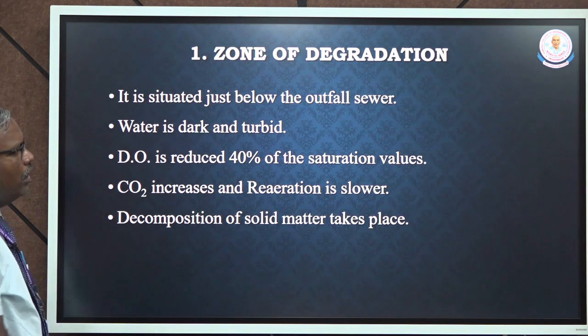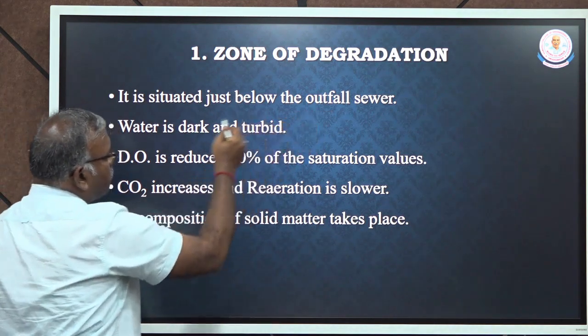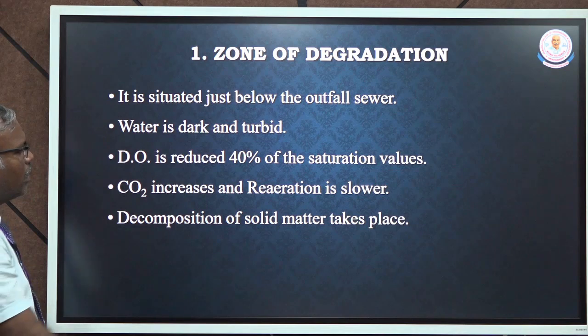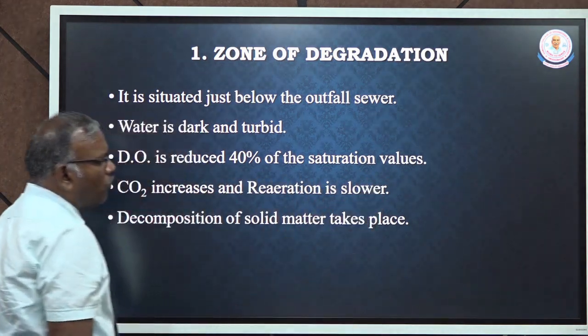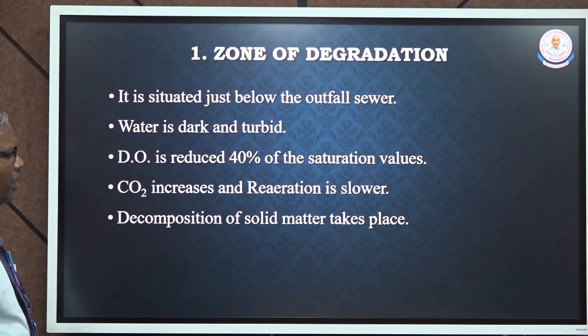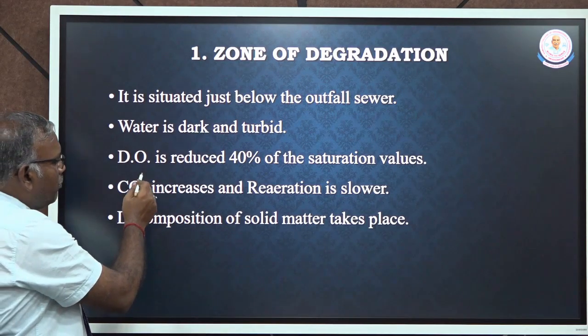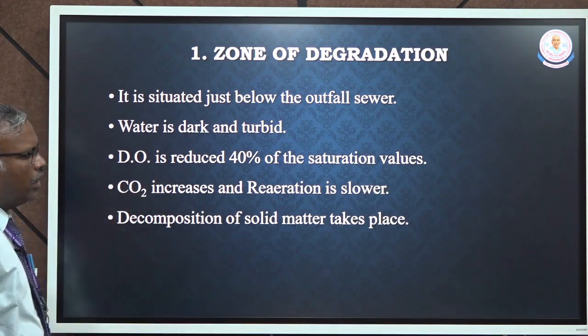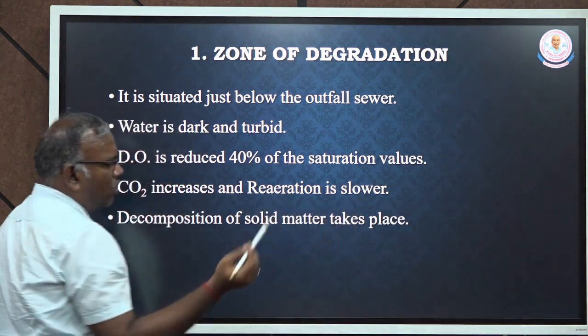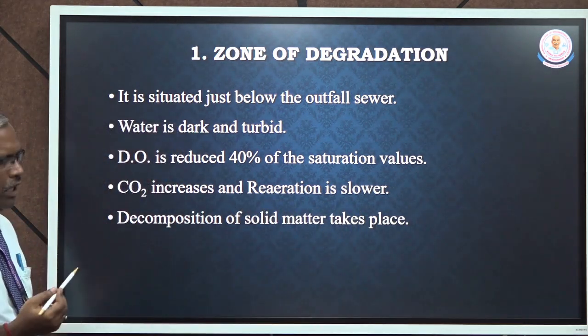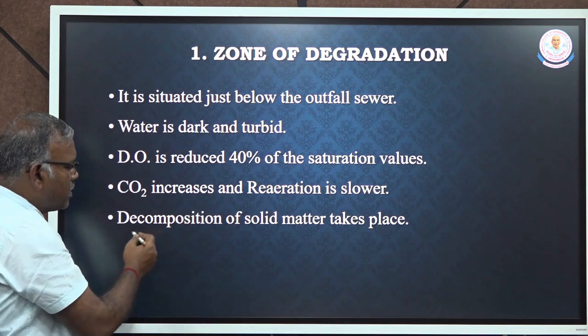It is the first zone, where the outfall sewer is mixed into a water body. Initially the oxygen level will be decreasing below 40% from the saturated level, and there will be an increase in the carbon dioxide content. Next, the re-aeration, the oxygen transfer from the atmosphere, will be slower in this particular place.